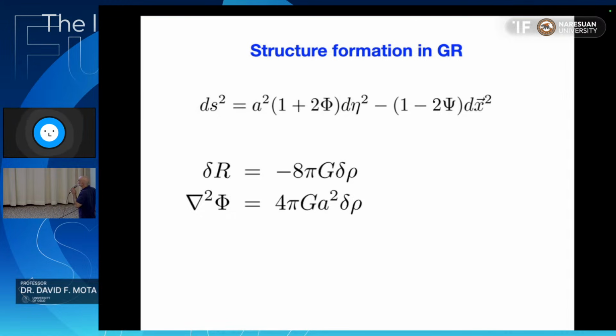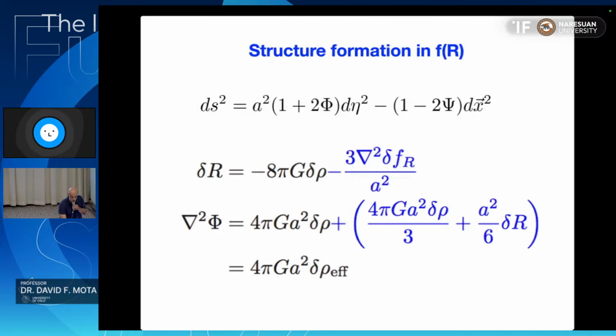Okay, very good. So let's do a bit of structure formation. Again, structure formation in general relativity: you just have the perturbed metric with two Bardeen potentials. You perturb the equation, so you get some kind of Poisson type equation. You have a perturbation on the curvature. So if you have F of R gravity, you add some extra terms to these equations.